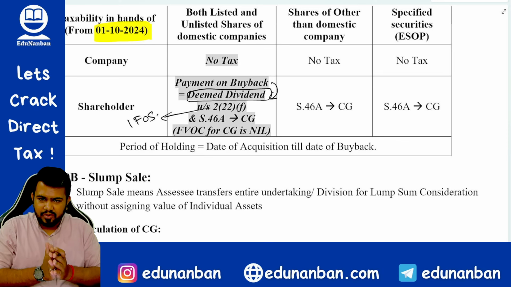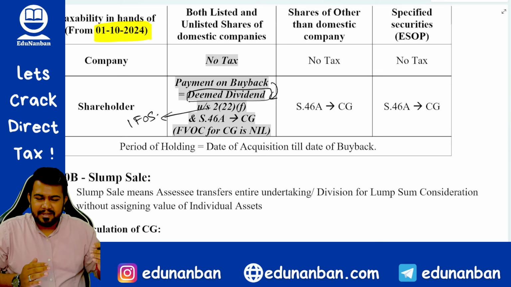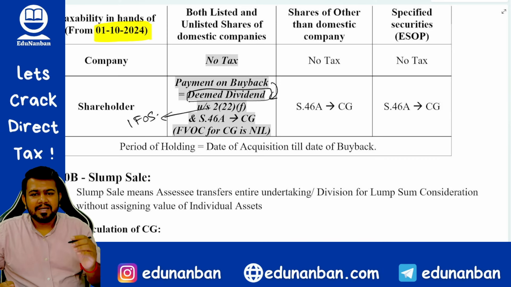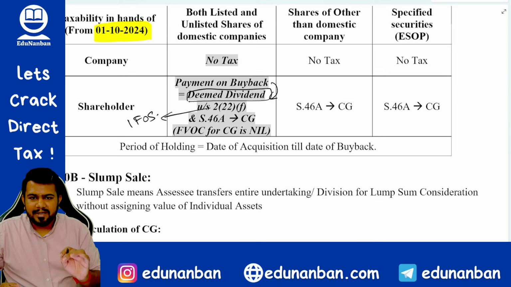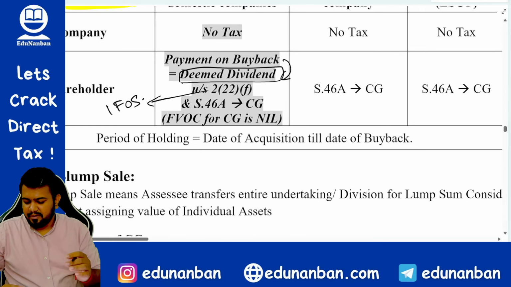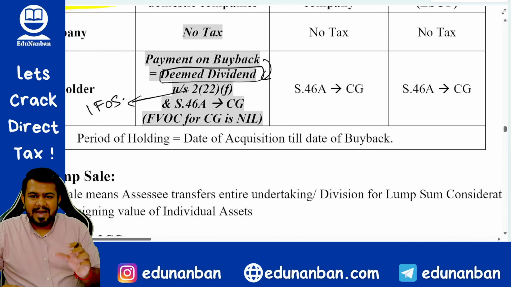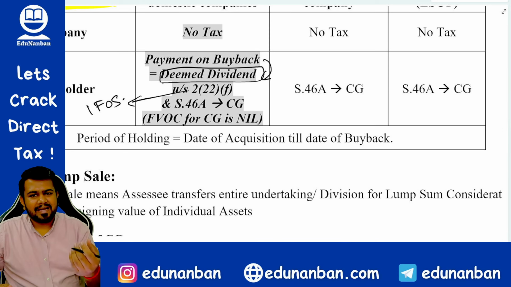In income from other sources, there is a section called clause 22. Okay, A, B, C, D, E, you have already learned. There is now a new subclause, that is 2(22)(f), which is deemed dividend from buyback. So any payment received from the company on buyback will be considered as deemed dividend. No deduction will be allowed. Okay. Now, since no deduction is allowed here on buyback, then the shares are also given to the company, correct? Shares are also given to the company. So from the point of view of the shareholder, it is a capital gain.